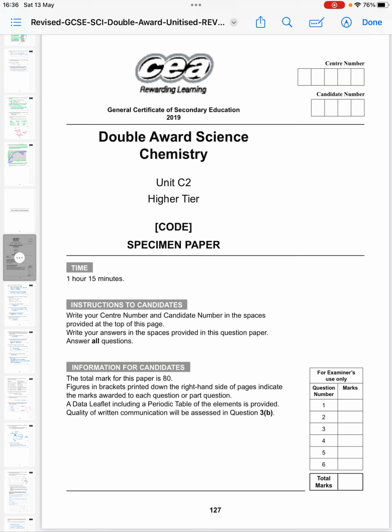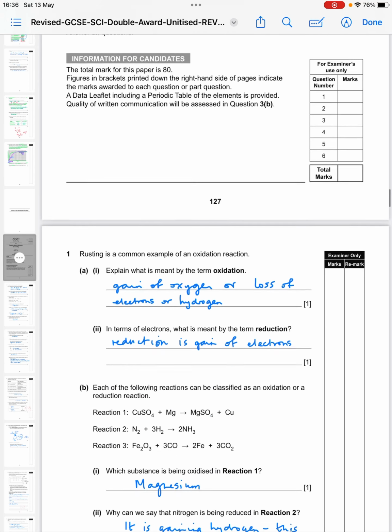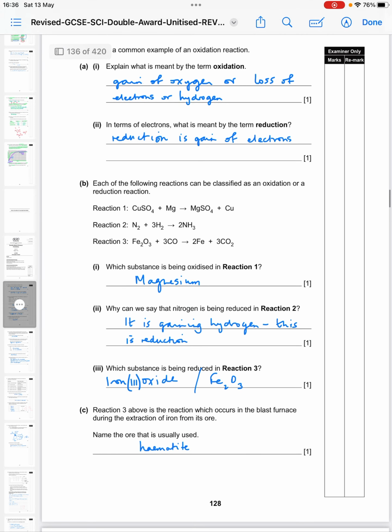Hi, this time I'm going to talk through the Chemistry Unit 2 paper. That's the higher tier version for double award science, and that's the CA course. So I'm going to look at the specimen paper and some model answers.